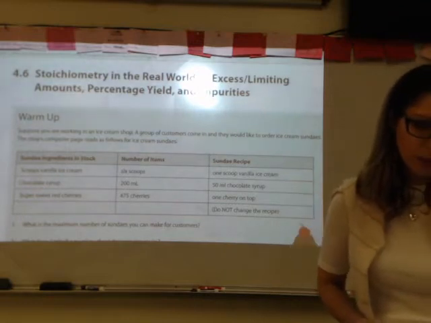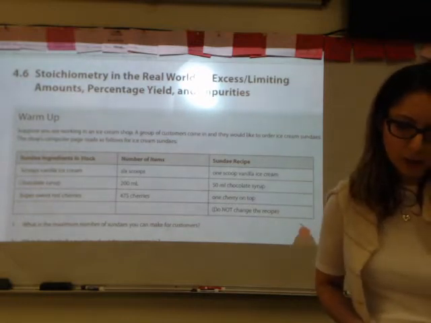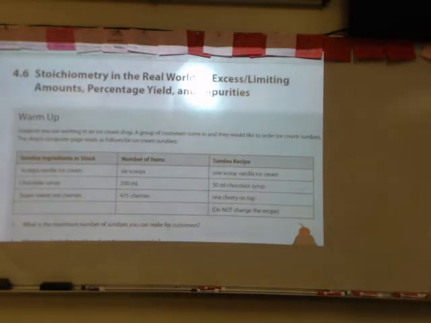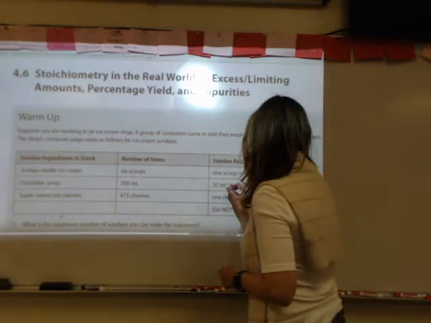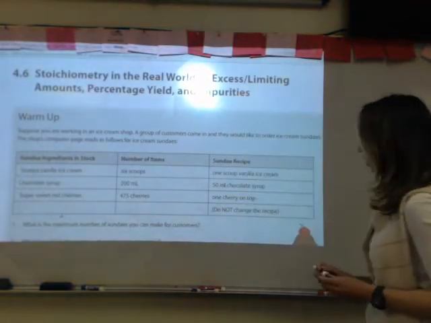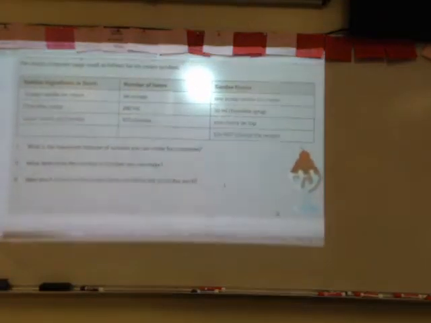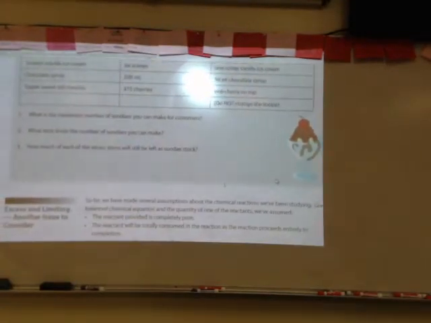For scoops of vanilla ice cream, there are 6 scoops. For chocolate syrup, there's 200 mL. For super sweet red cherries, there's 475. And for the sundae recipe, we have a scoop of vanilla ice cream, 50 mL of chocolate syrup, and 1 cherry on top. And we're going to come down here to these questions.